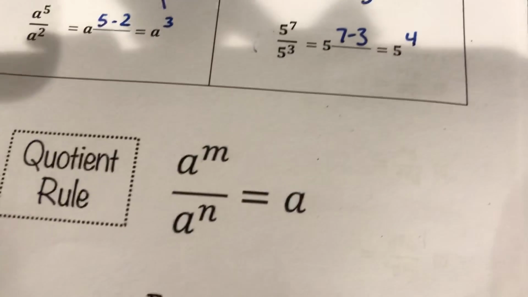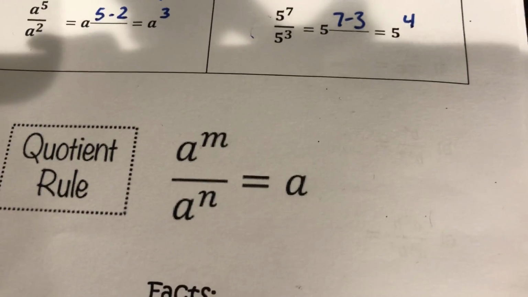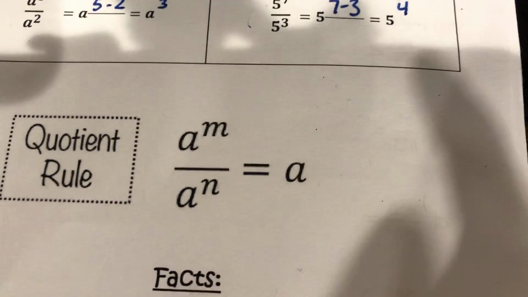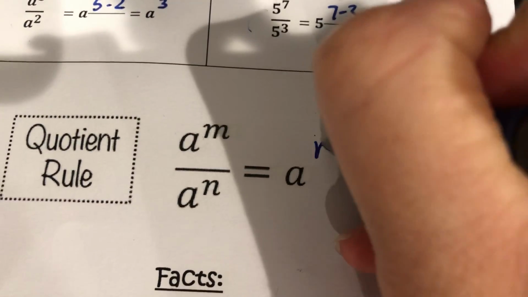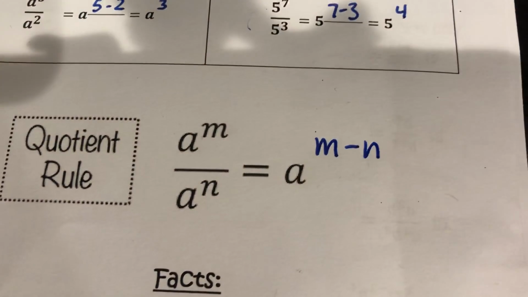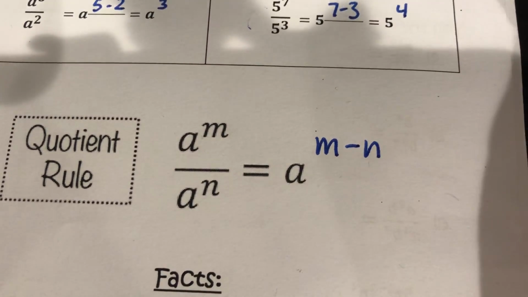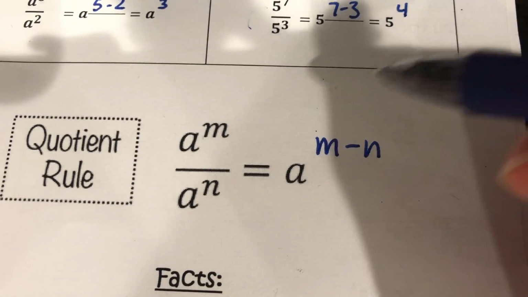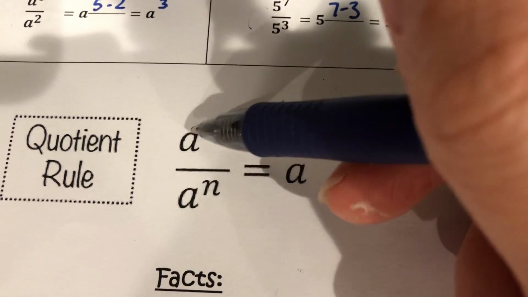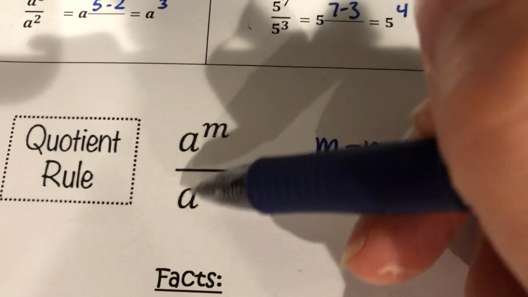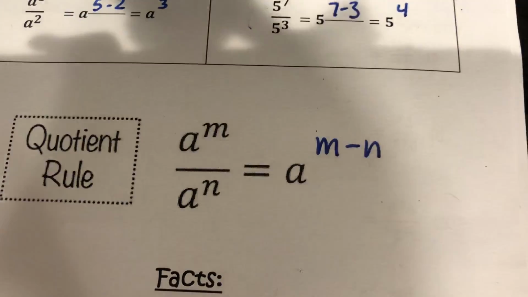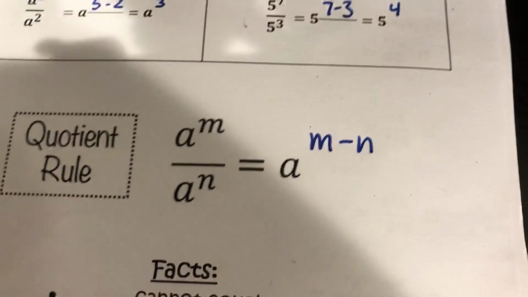So for this quotient rule, here we have a to the m over a to the n is equal to a to the m minus n. Sometimes you guys might need to use parentheses because the n might be negative. Notice how they also have the same base. This only works when they have the same base. Then you can subtract the exponents. And that's part of the facts that we're going to learn right now.